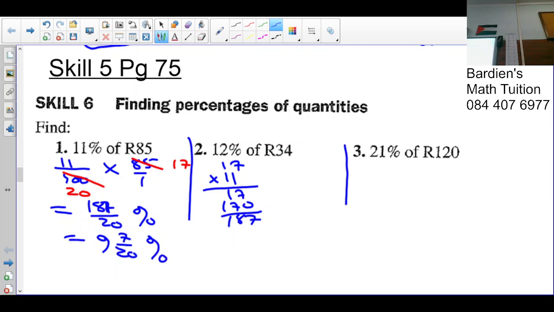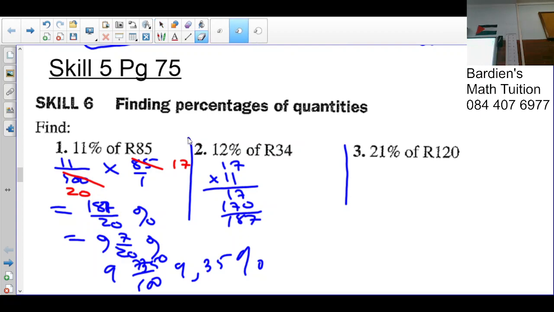Otherwise, if you want to write it as a decimal, the denominator must be 100. So I could have just said that's going to be 9 and 7 over 20, times this by 5, that's going to give you 100. 7 times 5 is 35. So it's 9,35%. That's all the same solution. Okay? I'll give you the mark throughout for any one of those solutions.